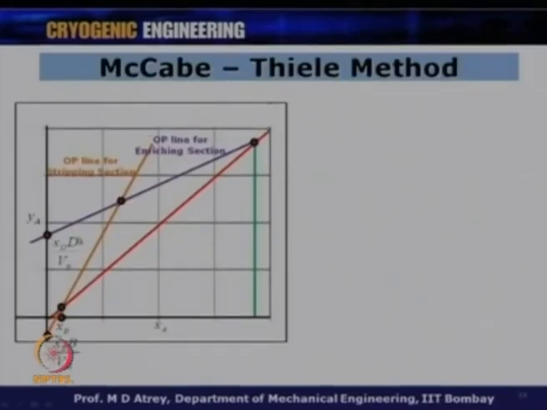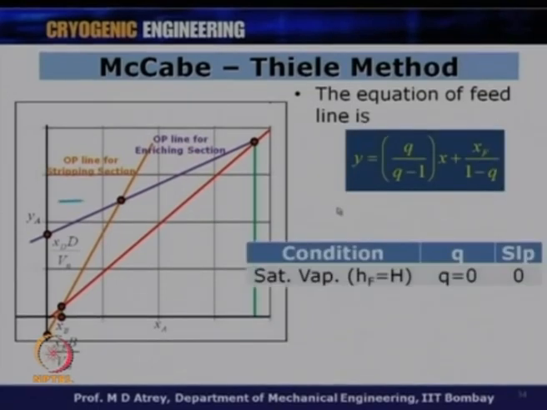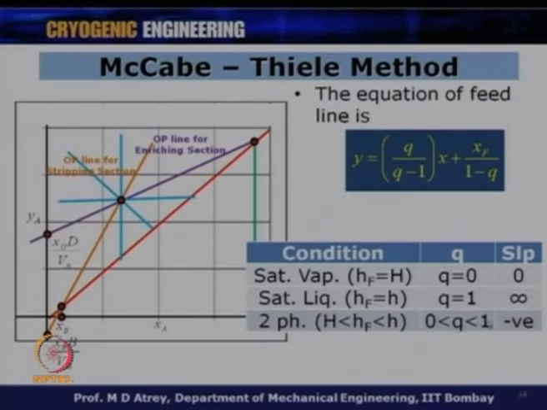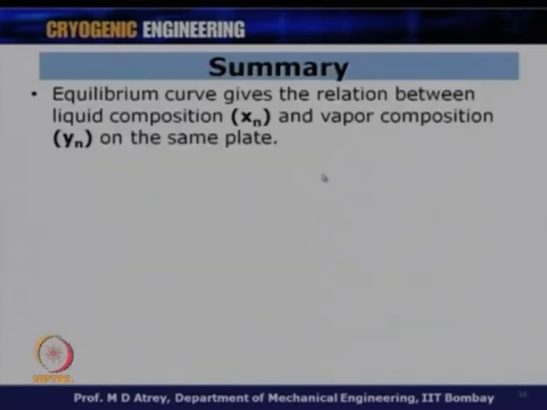So this was our McCabe-Thiele graphical method, and the equation of the feed line is this, and different q conditions can be understood. We had understood that for saturated vapor, q is equal to 0 and the slope is equal to 0. For saturated liquid, q is equal to 1 and the slope is infinite in that case, and you got a two-phase flow where q lies between 0 and 1, the slope is going to be negative, and you got a subcooled and a supercooled condition also. For all these conditions, we got different lines, and this is what is going to determine the number of plates in enriching and stripping sections on the top part and the bottom part over here.